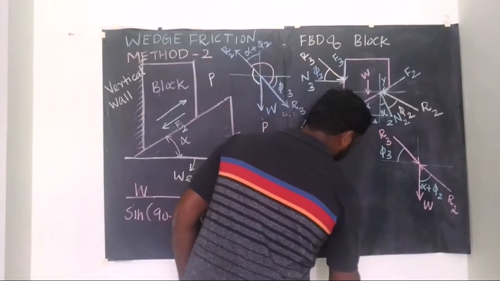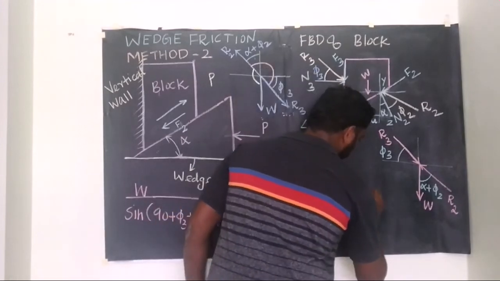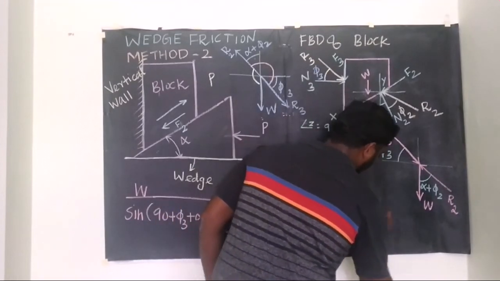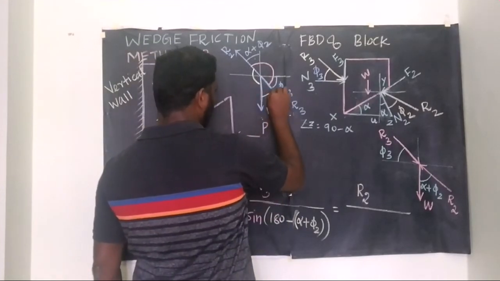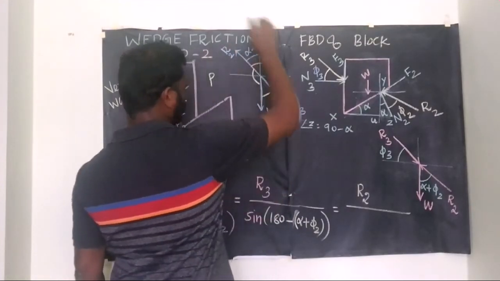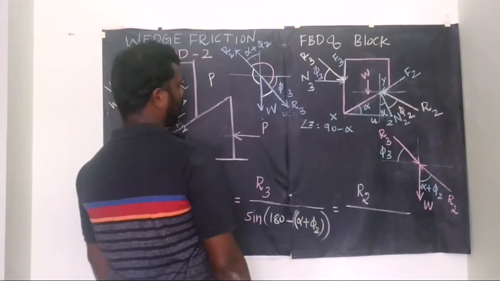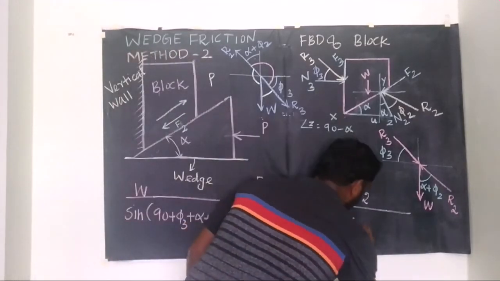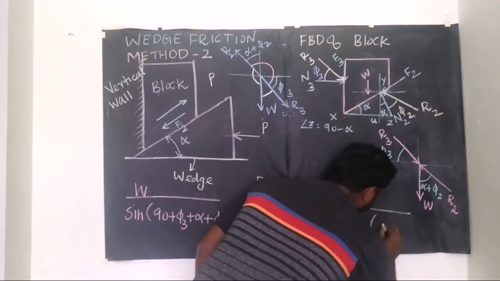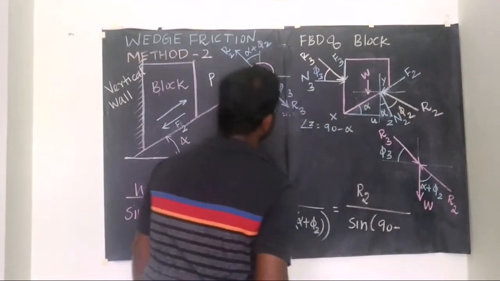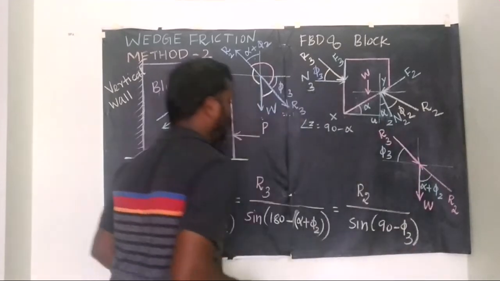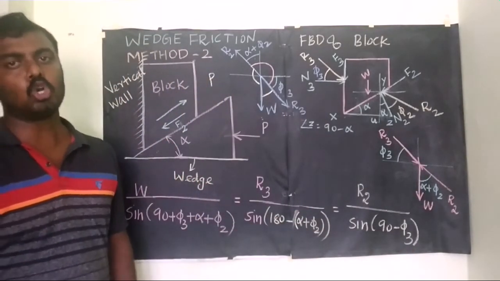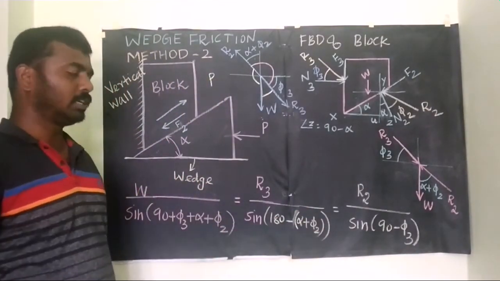Then come to resultant force R2. R2, its opposite angle is this angle. This small angle is opposite to resultant force R2. That is 90 minus pi/3. So R2 over sine of (90 minus pi/3). With the help of this equation, we will get the unknown value in wedge friction.